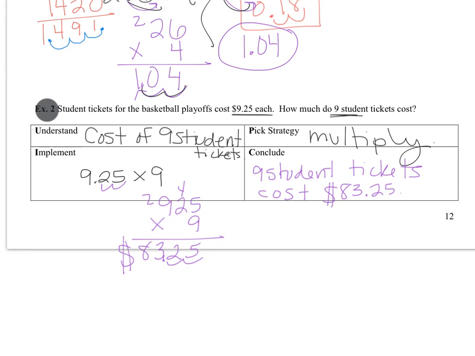Here's what my workspace ended up looking like. Two place values in my factors means two place values in my answer. My conclusion states that 9 student tickets cost $83.25.